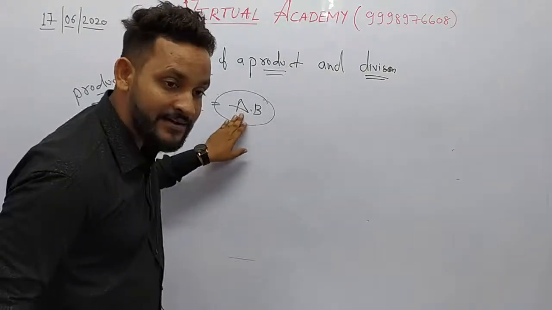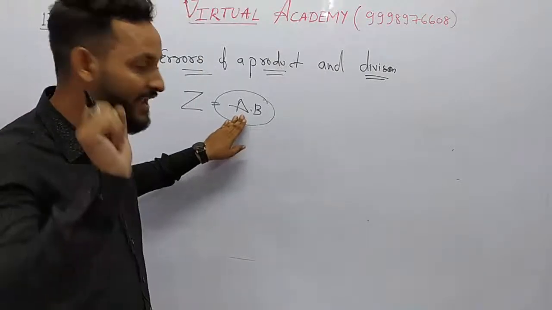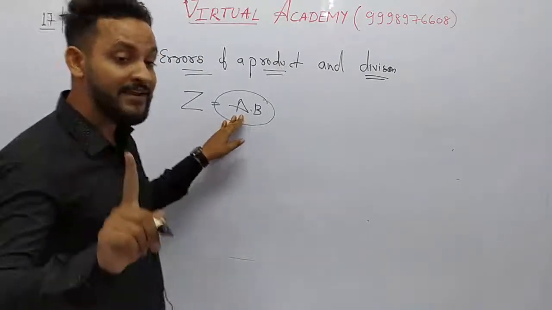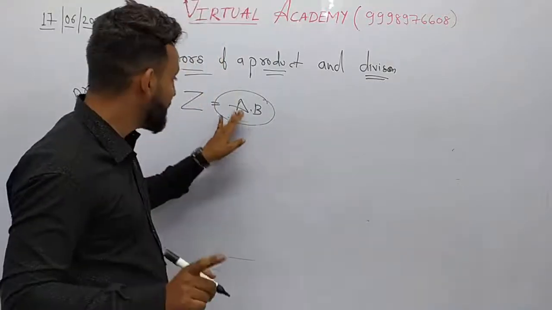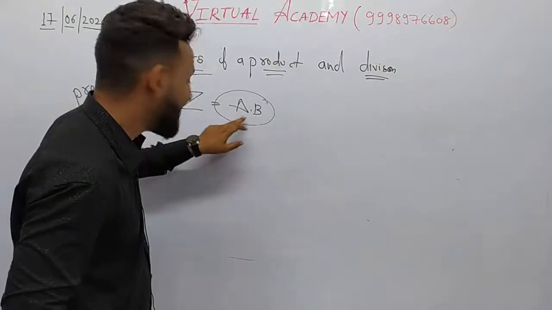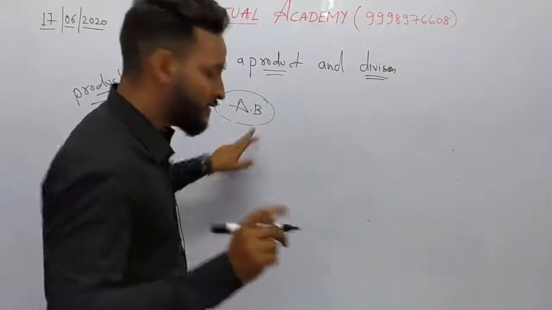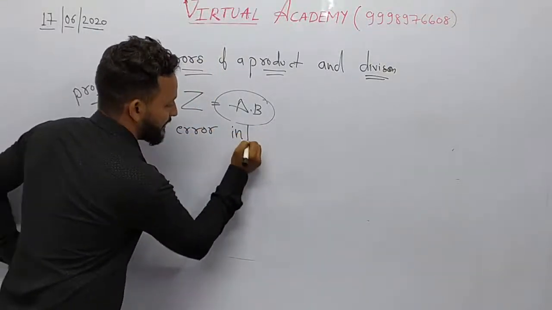If error is not being created here and the measurement of our physical quantities A and B is perfect, then at that time we multiply A and B directly. But when error is introduced, the equation becomes different.